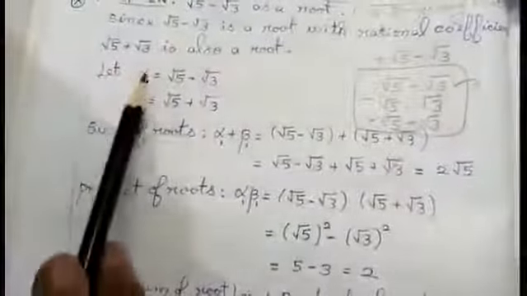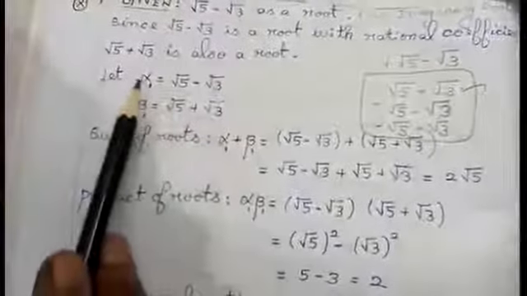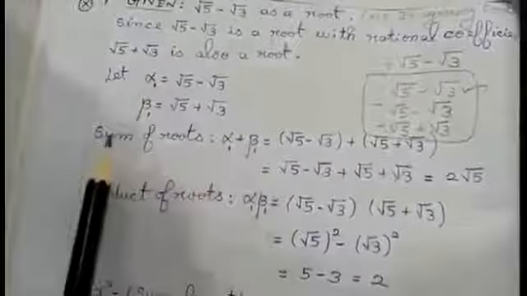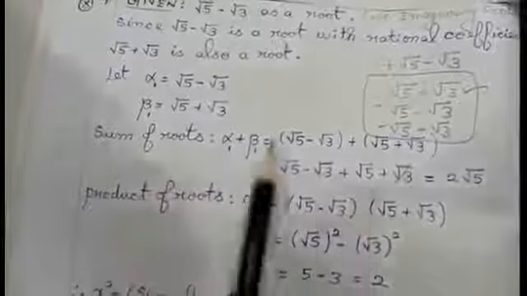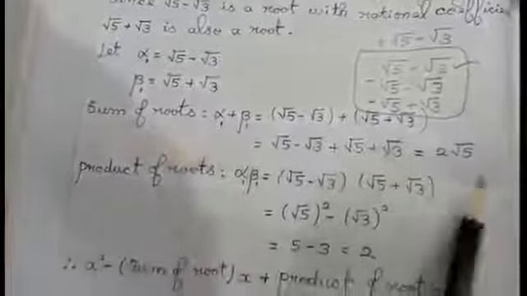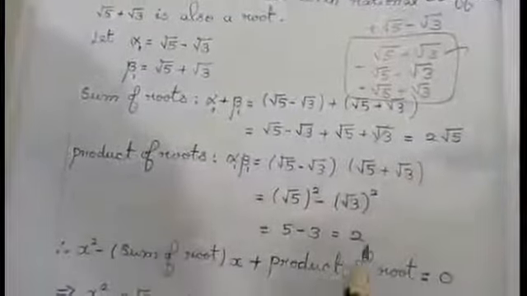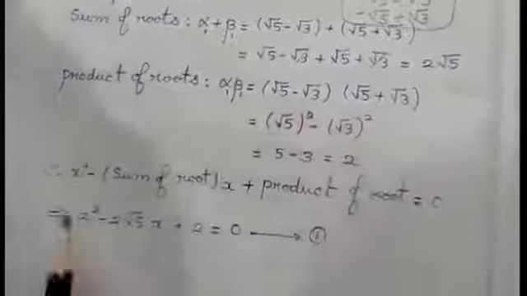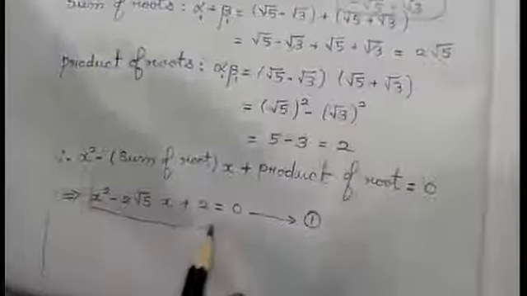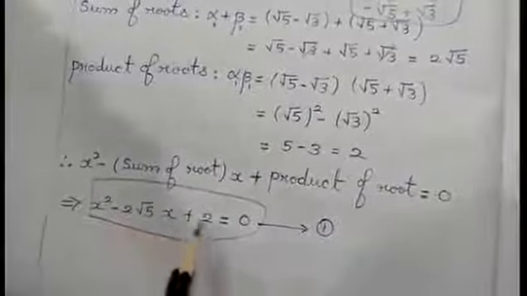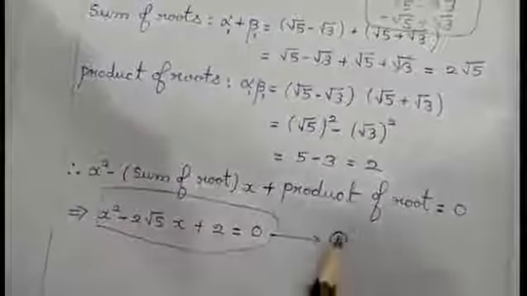I am going to write it as alpha 1 and beta 1. For our understanding, I am just taking it as alpha 1, beta 1, or you can take it as alpha 1 and alpha 2. It is according to your wish. Sum of roots and product of roots. You are going to do the calculation, students. After calculating, we are going to get the answer for sum of roots as 2 root 5, product of roots 2. You are going to use this formula for forming a quadratic equation, and the answer I am getting here is x square minus 2 root 5x plus 2 equal to 0, which is the first one.